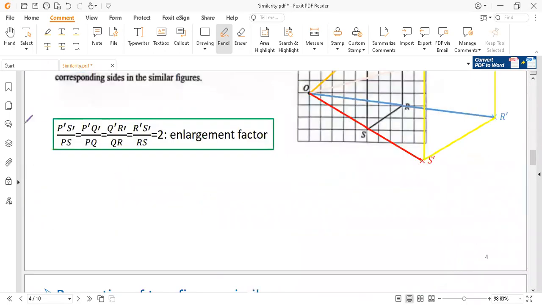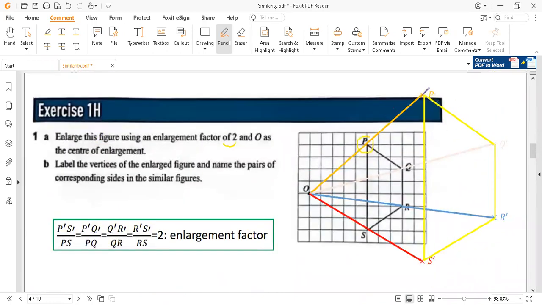Another way to say it is to look at the corresponding sides like PQ and P prime Q prime. P prime Q prime is the double of PQ, or we can say that the quotient P prime Q prime over PQ equals 2. So we have different pieces of information, and all this information is important to continue our work.